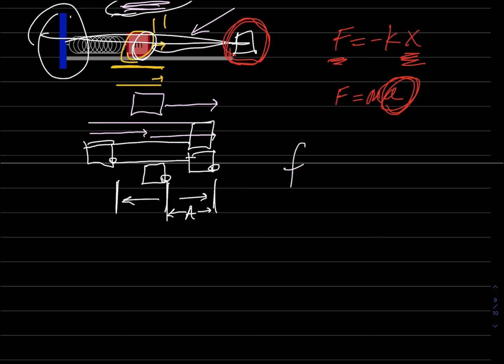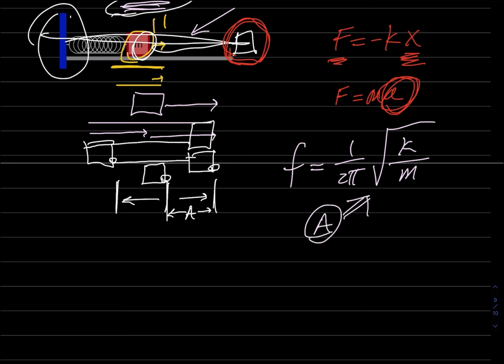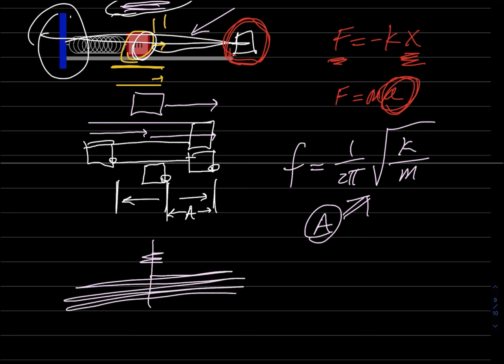We previously determined that the frequency equals 1 over 2 pi times the square root of the spring constant divided by the mass. Do you see amplitude in that equation anywhere? It's not there. So a particular spring and a particular mass will oscillate back and forth with the same frequency, whether it's a small amplitude oscillation or whether it's a large amplitude oscillation, the same exact frequency.